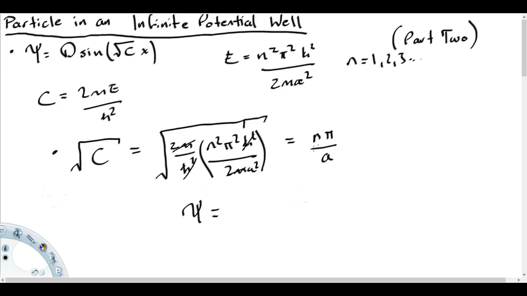Now, this is what square root C is, so we basically plug that in. So we get our solution that psi has to equal D sine of n pi x over a, essentially.